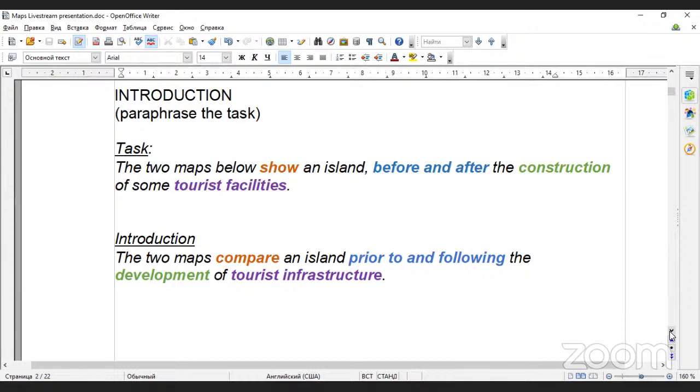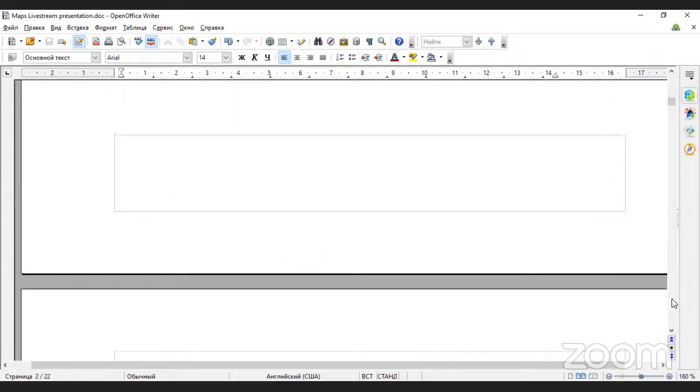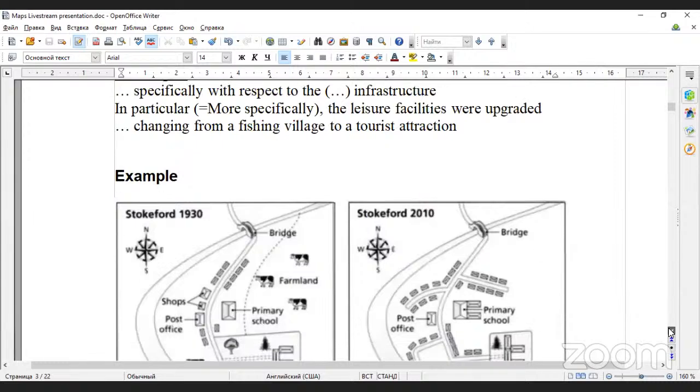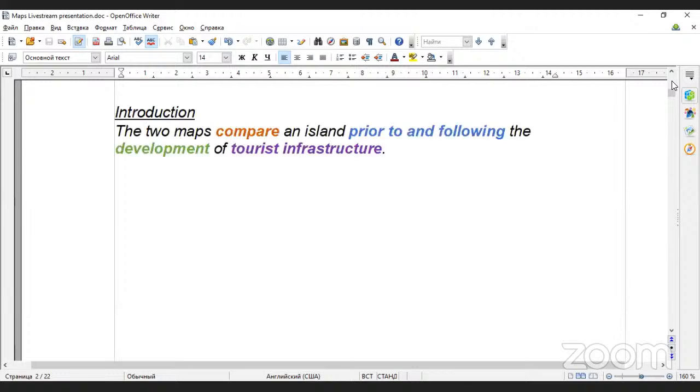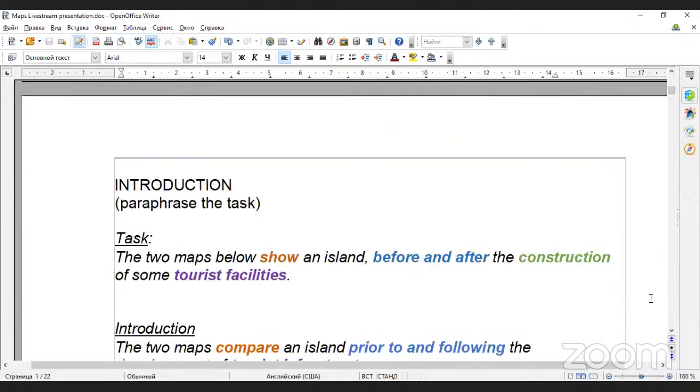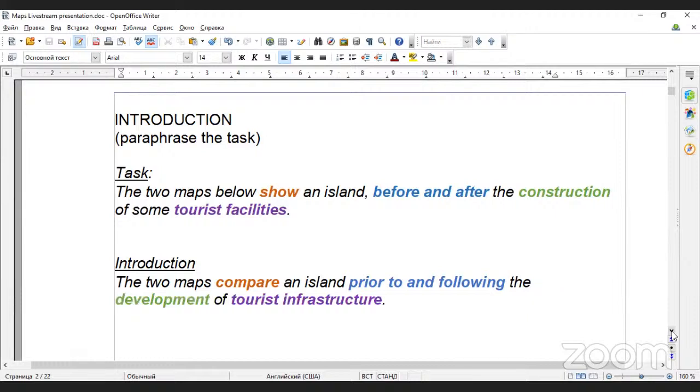Here's an example of a task. A map in IELTS academic writing task 1 can look something like this. Usually there are 2 maps: maybe 2 maps of the past, maybe a map of the past and a map of the present, maybe a map of the present and a map of the future, or just 1 map. And then there is a task which says, for example, the 2 maps below show an island before and after the construction of some tourist facilities. And then there'll be the standard task: summarize the information by selecting and reporting the main features and make comparisons where relevant.